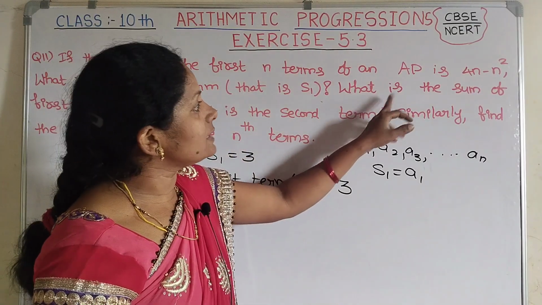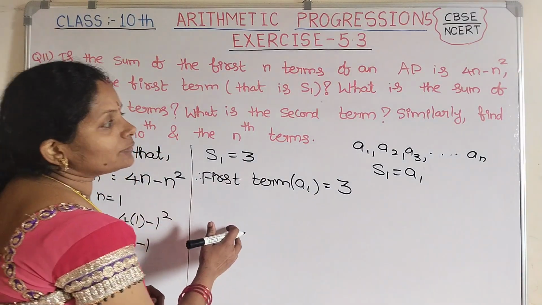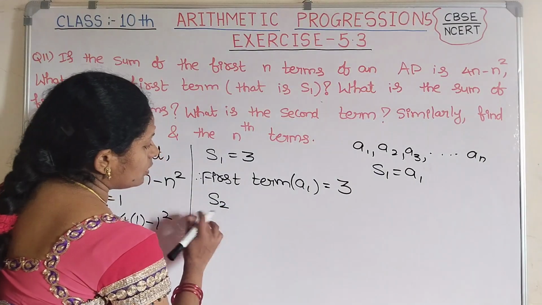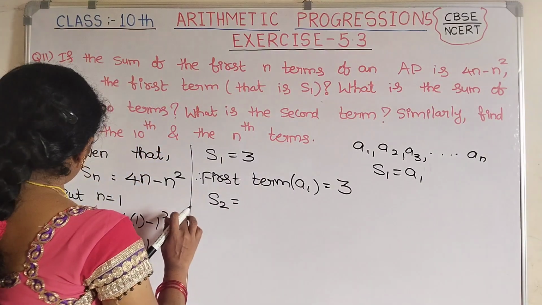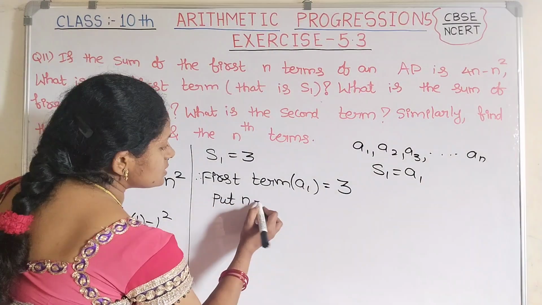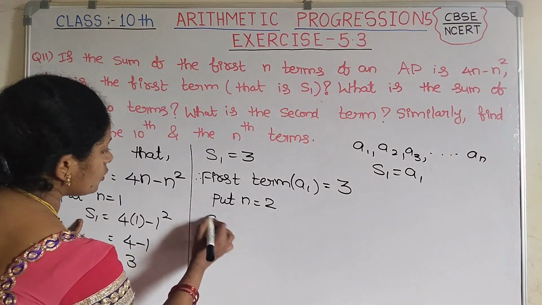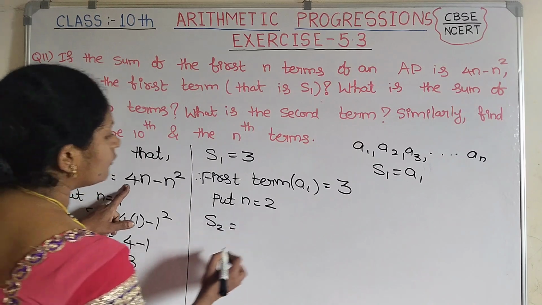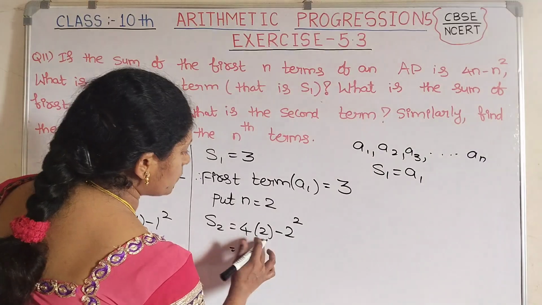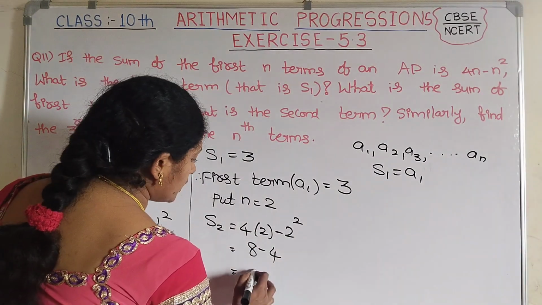Next, what is the sum of first two terms? First two terms means S2 is equals to what? We put n is equal to 2. Then we will get S2, isn't it? So S2 is equal to 4 into 2 minus 2 square. This is 8 minus 2 square is 4. 8 minus 4 is 4.